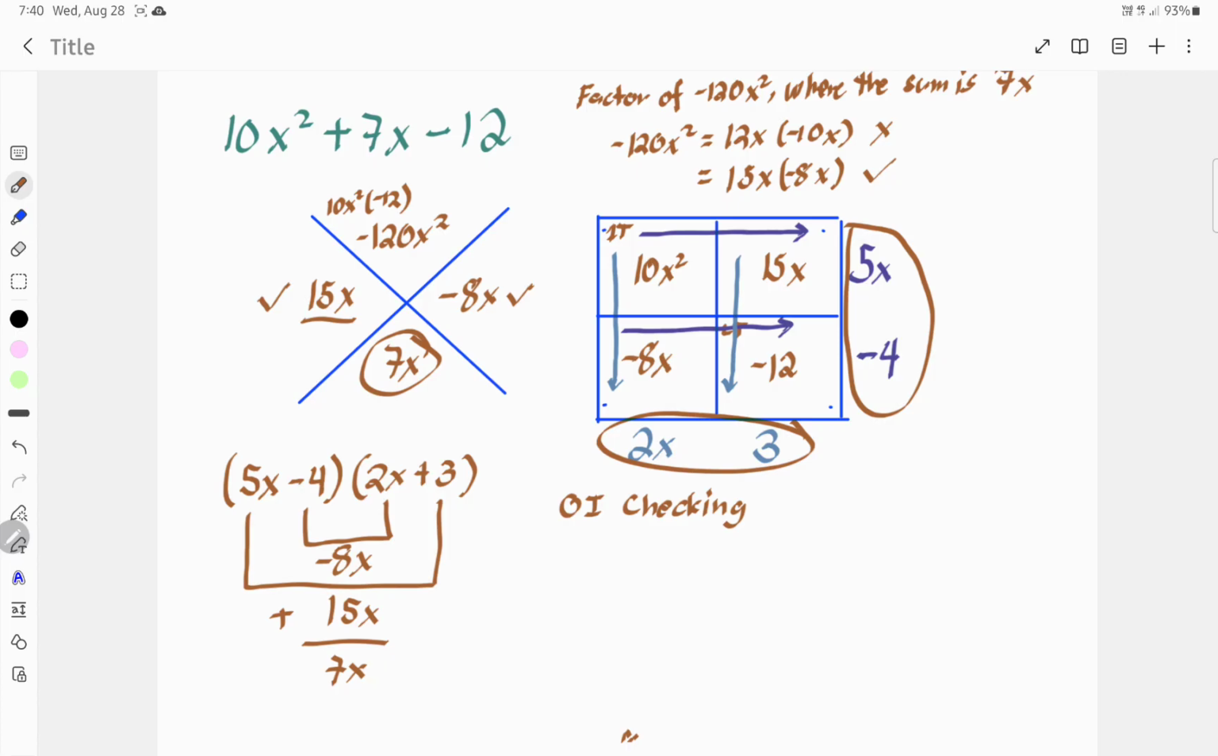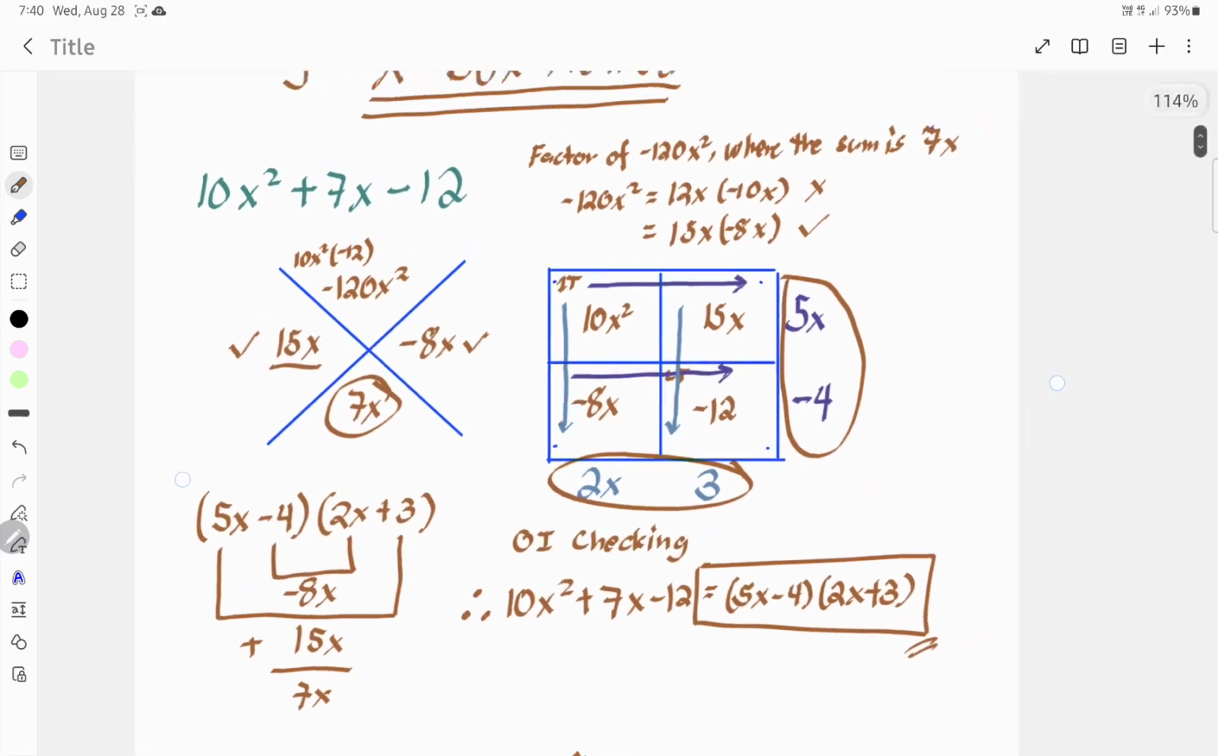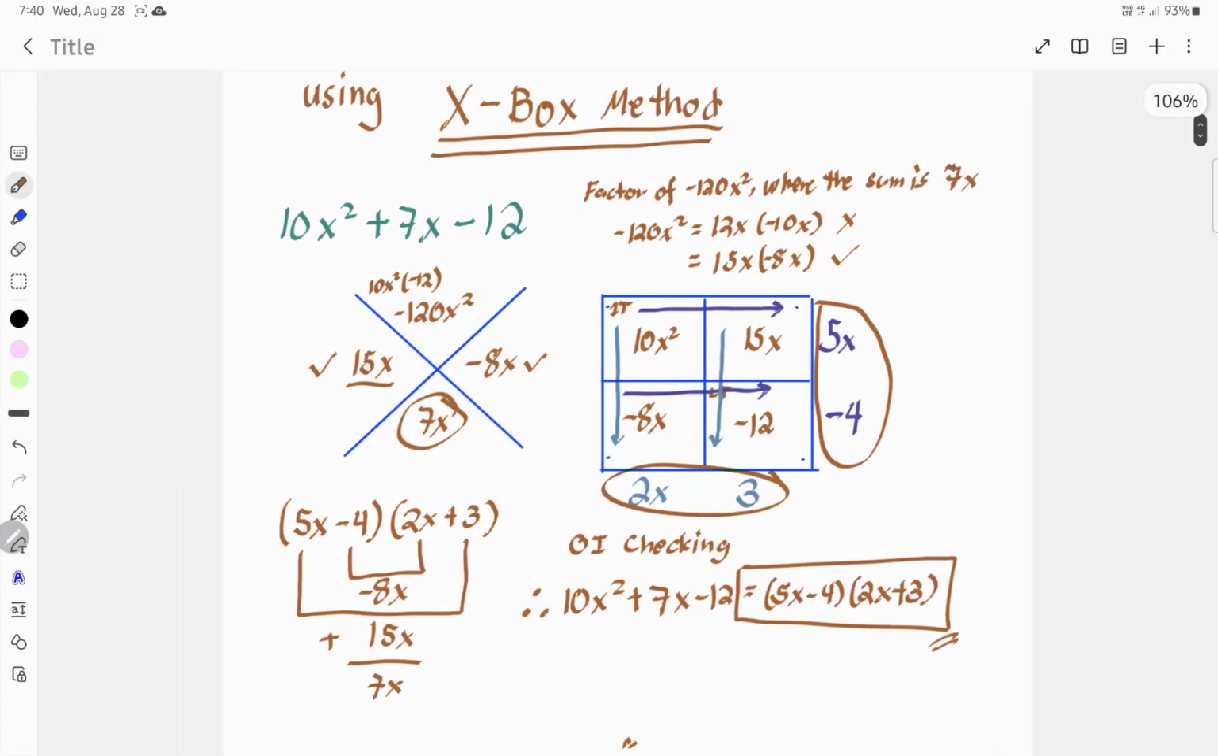So, therefore, you can now answer that the factor of 10x squared plus 7x minus 12 is 5x minus 4 multiplied by 2x plus 3. So that is now the factor using now the Xbox method. Okay, let's have another example.